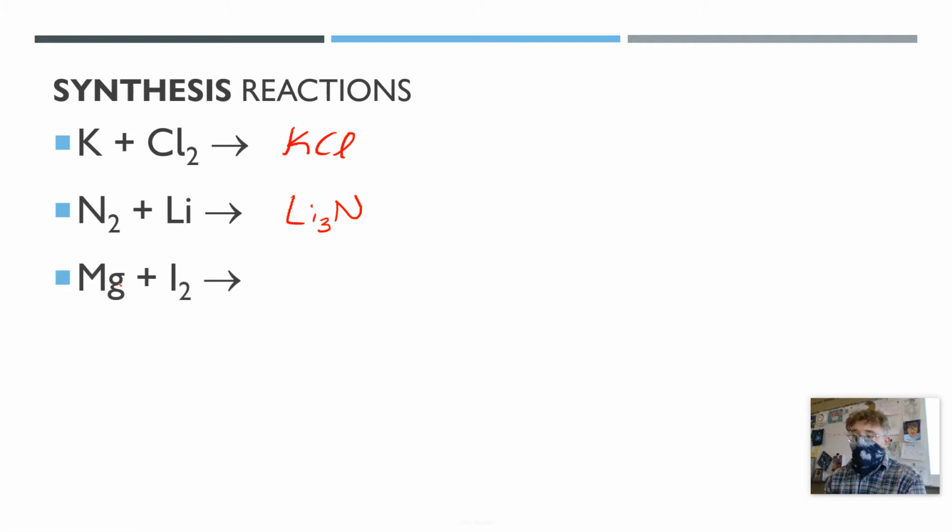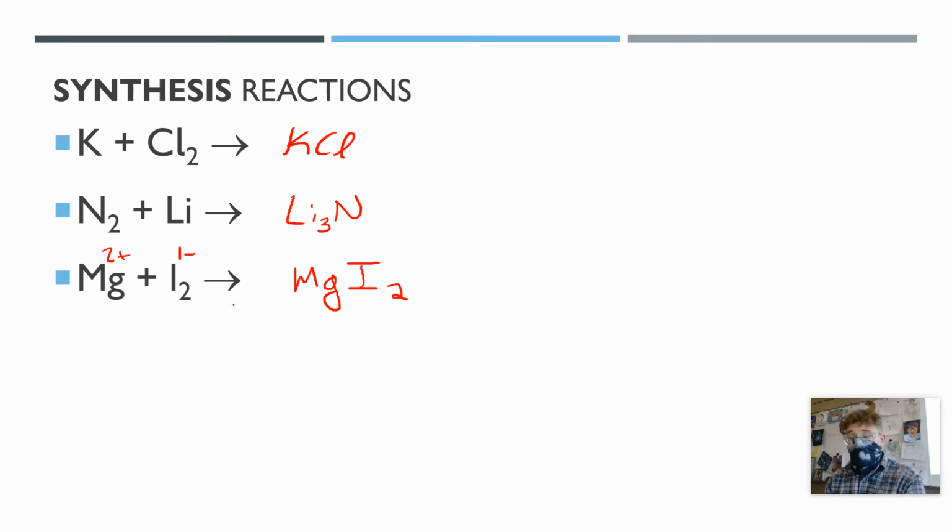Same thing down here. We have a metal with a nonmetal, magnesium 2+ and iodine 1-. So we're asking ourselves, what is the compound that they're going to form? Well, if you have magnesium 2+ and iodine 1-, you're going to need 2 iodine to cancel out magnesium's charge.